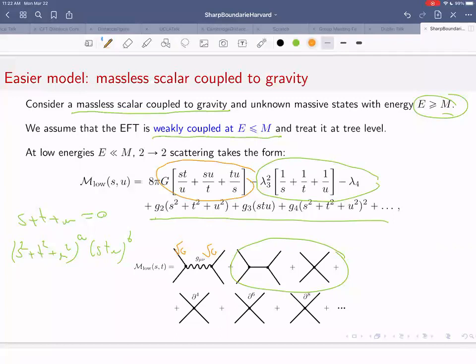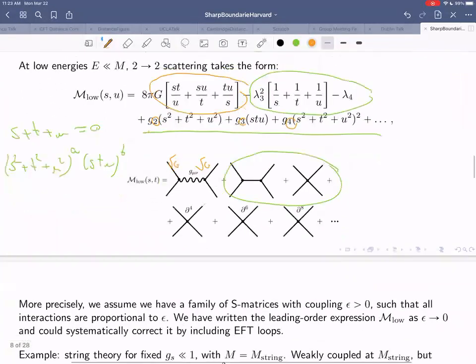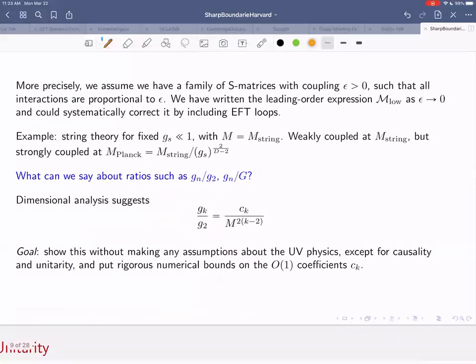And here, the subscript of this coupling is related to the dimension. And so, G2, of course, is multiplied by something of order s to the 4, G3 by s to the 6, etc. And this is clearly the only fully crossing-symmetric terms you can write down. The precise statement here, since there are questions about this, is that we are really assuming that we have a whole family of S matrices with some coupling epsilon, such that all interactions are proportional to epsilon. And we have written the leading order expression as epsilon goes to 0. Again, keep in mind string theory, where epsilon would be the string coupling.